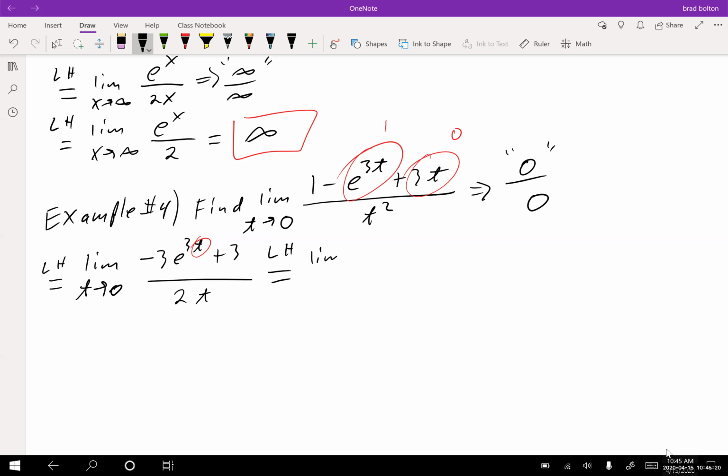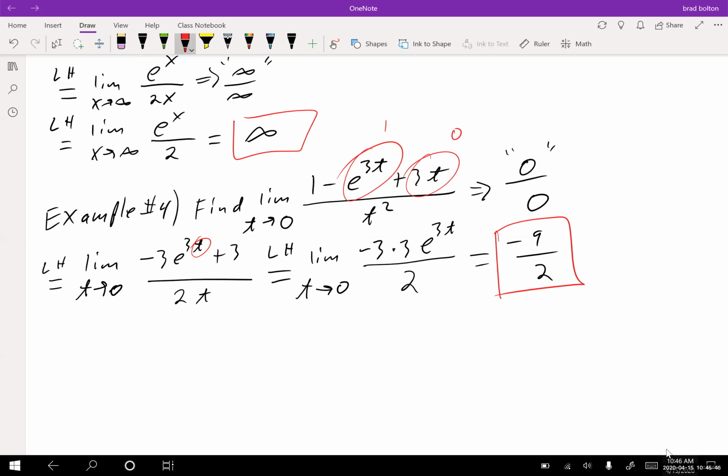And this is going to be the limit as t approaches 0. Make sure you are continuing to write the limit until you actually use the limit. Okay, so the limit as t approaches 0 of negative 3 times 3 e to the 3t, the derivative of 3 is 0, over 2. So this now will become what? Negative 9 over 2. That's our answer. All right, so hopefully you are getting the hang of L'Hopital's now.